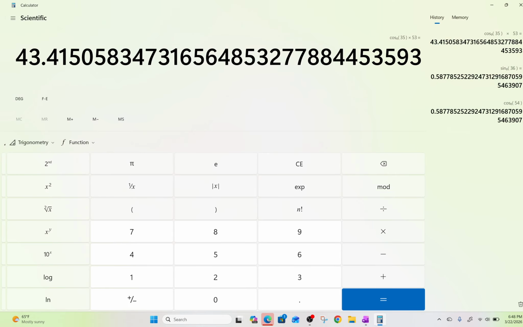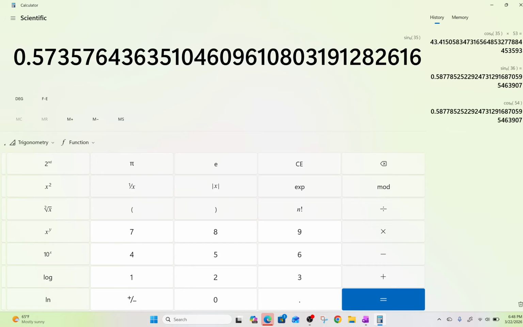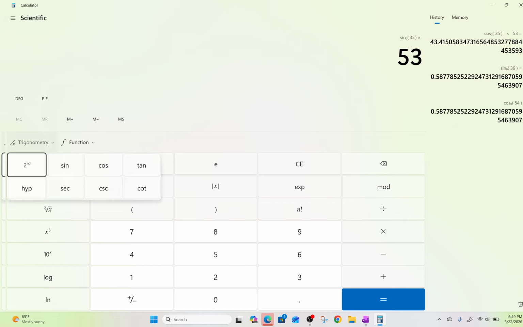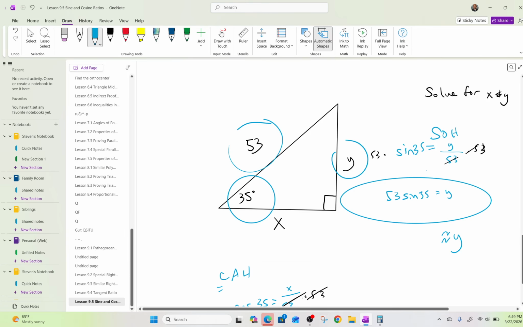My calculator requires me to take 35 before I make it do the sine function. So sine of 35 is how I'm going to have to input that, right? You guys can see that. And then I'm going to have to multiply that times 53, and that's going to give me 30.39, which is 30.4 to the nearest tenth.